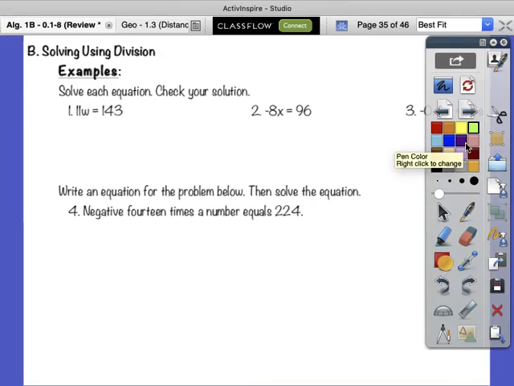And why don't you pick a color for me? Blue. Which one? Light blue.